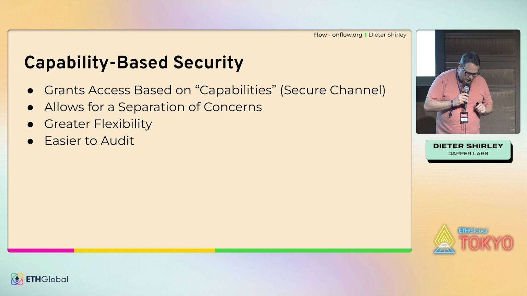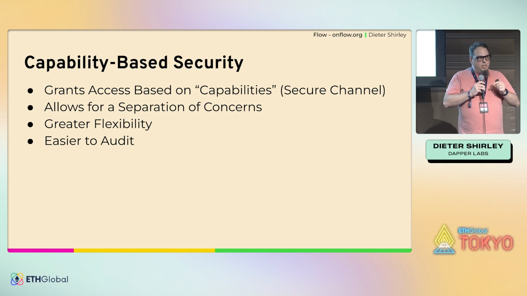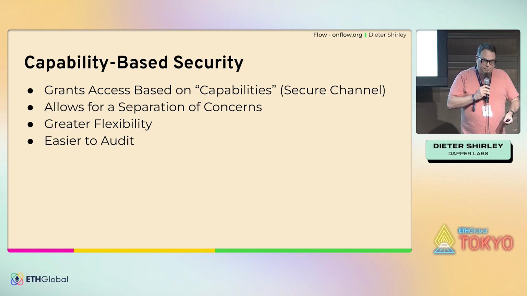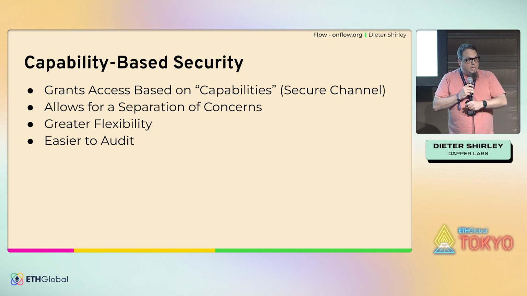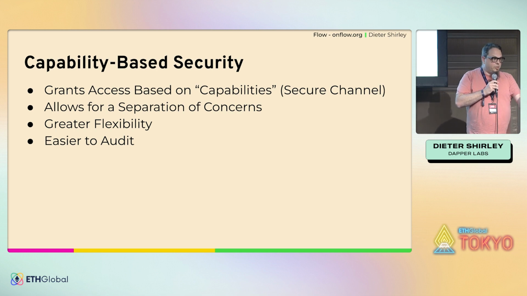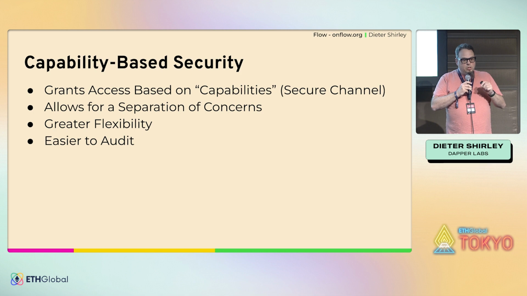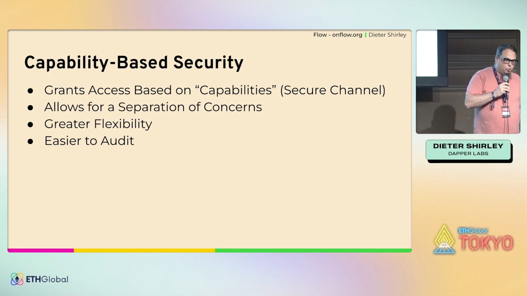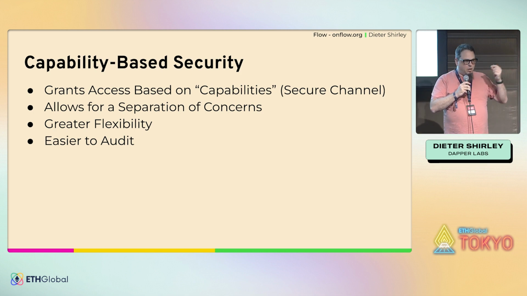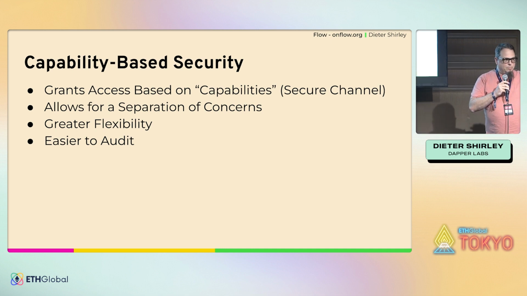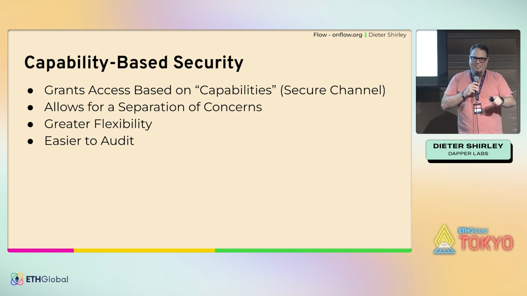So I'll give a concrete example of that. My account might have the ability to mint an NFT, and it might also have the ability to draw money out of the smart contract that sells those NFTs. If you were to do it in an access control list way, you'd put my account on a list and you'd say, hey, Dieter has the ability to mint and Dieter has the ability to pull the money out.